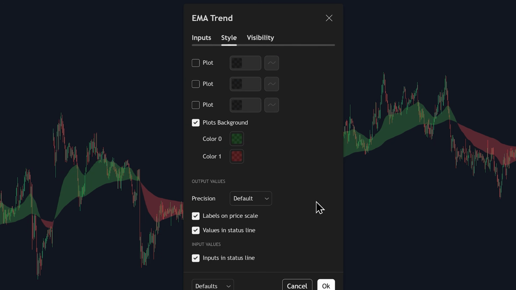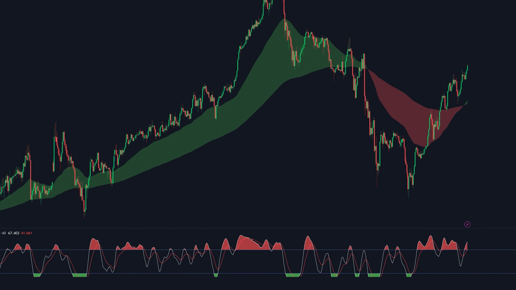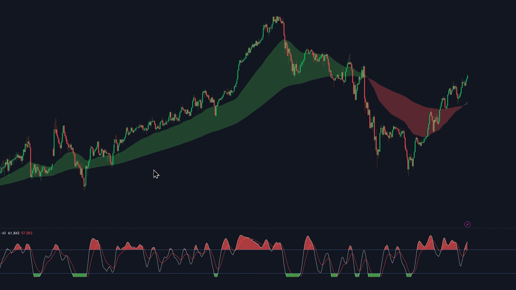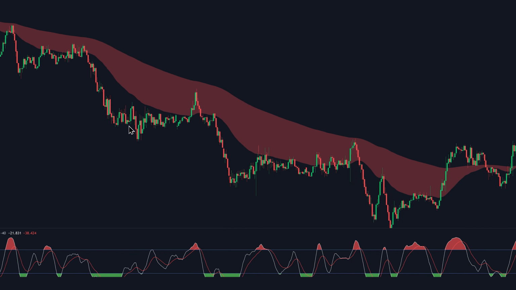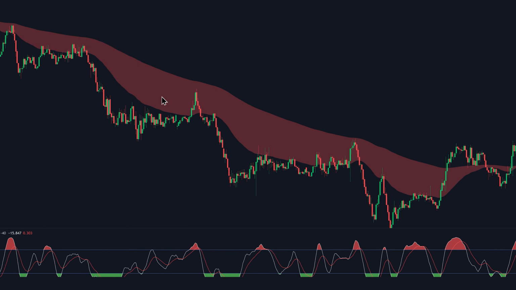After that, click OK, and now we have this beautiful trend cloud on our chart, which is just composed of the 50-period EMA at the top and a 200-period EMA at the bottom. The space between the two EMAs is filled with a green background color whenever the 50-period EMA is above the 200-period EMA, indicating a bullish trend. Conversely, whenever the 50-period EMA is below the 200-period EMA, the space is filled with a red background color, signaling a bearish trend. This visualization makes it easy to see when the market is in a bullish phase or a bearish phase without needing to look at the individual EMAs.